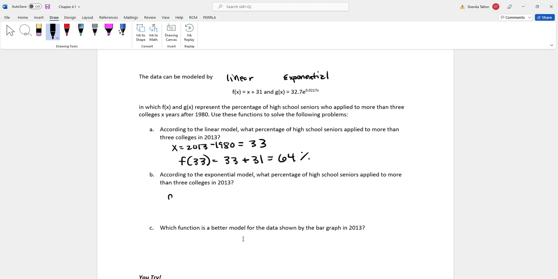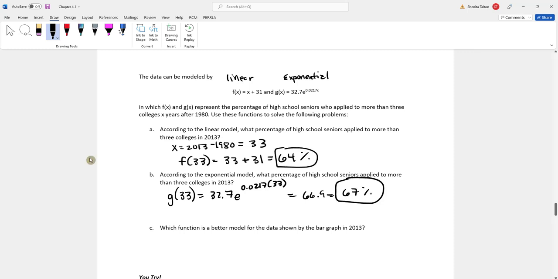In the exponential model, I'm going to plug it in, and you can type this into your calculator. I just showed you how to do it. When I do it here, I get 66.9, or you can just say 67%.